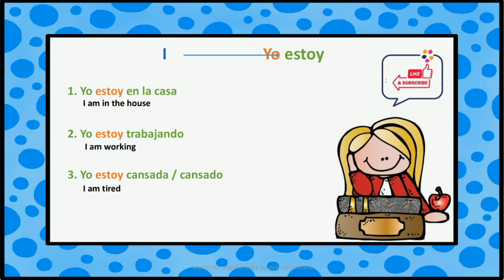Okay, in this example, yo estoy cansada. I am tired. I use yo estoy because I am talking about my feeling. Yo estoy con María. I am with María. I use yo estoy because I am talking about who I am with.